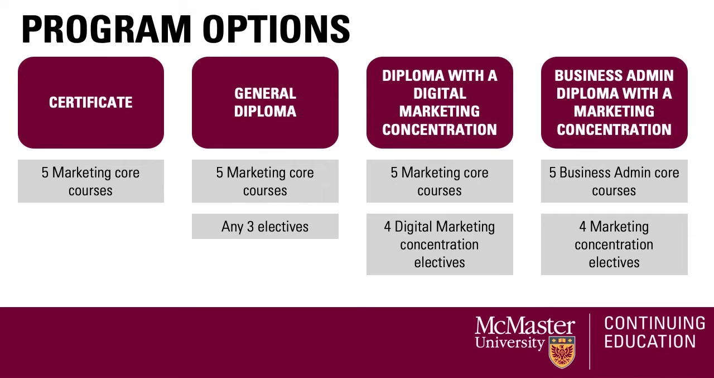So let's take a look at some of the program options. We now have 4 different programs for students to choose from. The Marketing Certificate, which is 5 courses, the Marketing Diploma, which is 5 courses plus 3 electives, and the Marketing Diploma with a Digital Marketing Concentration, which is 5 core courses and 4 Digital Marketing elective courses. And lastly, the Business Administration Diploma with a Marketing Concentration. And so I'll discuss this a little bit further in the preview as it differs from the first 3 options.